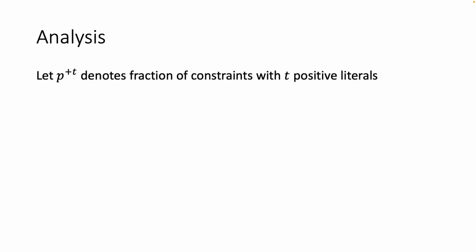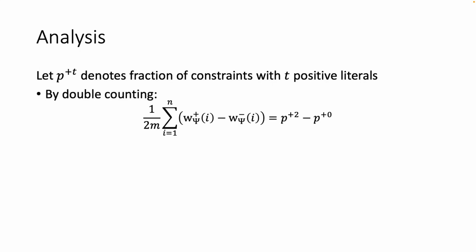Okay, so take any instance of Max 2AND. I'm going to define P2, P1, P0 to denote the fraction of all the constraints that have both literals positive, one positive and one negative literal, or both literals negative. I'm going to write an equation and try to explain where it comes from. The left-hand side is the biasness quantity that I defined, except that there are no absolute value signs around the thing inside the sum. So it's a signed version of that quantity.